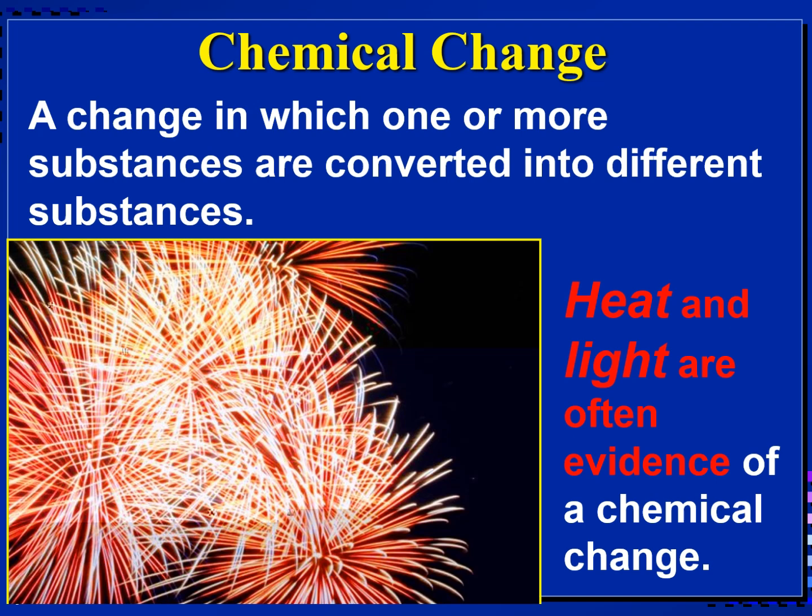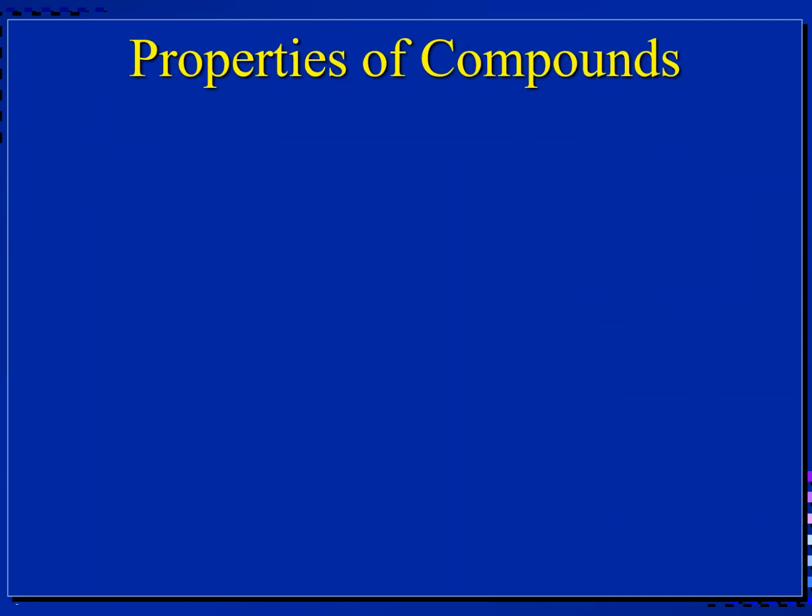It's no longer being produced. You can put a glow stick in the freezer to prolong that because you're slowing the molecules down. They react at a slower rate. Well, all those are things that we'll talk about later, but heat and light are often evidence of a chemical change. We'll go through all 5 pieces of evidence for a chemical change later.